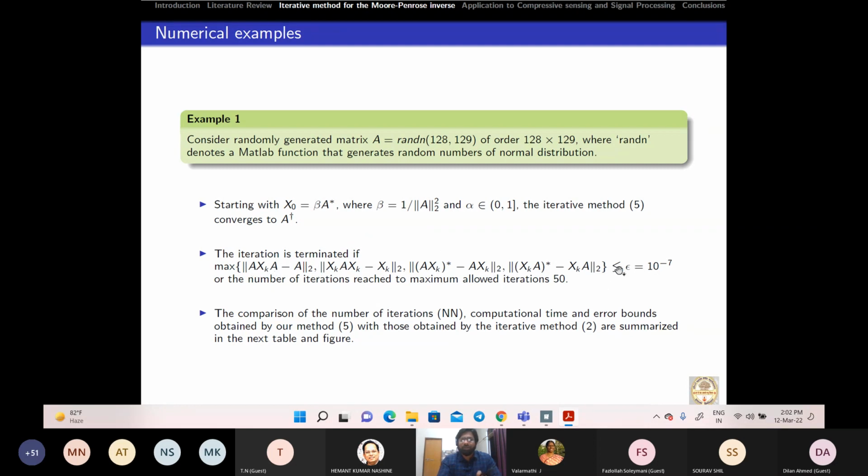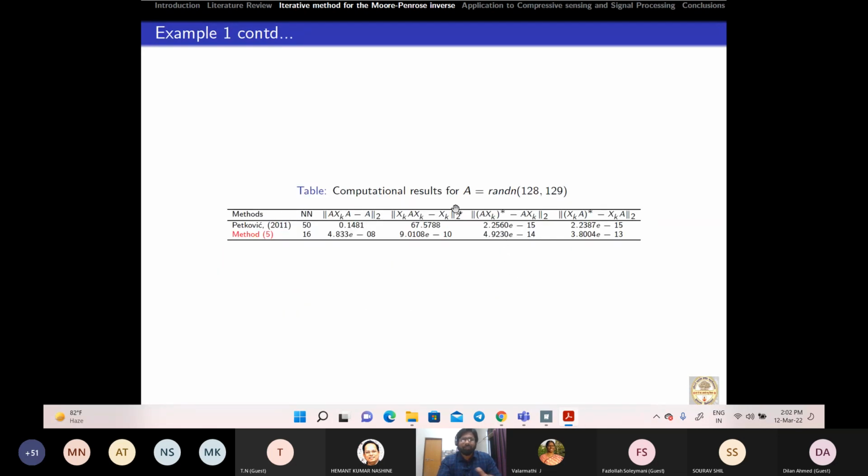And this was our termination criteria, a very exhaustive termination criteria. Like you see, the maximum of this is less than or equal to 10 raised to the minus 7, where these four are the Penrose conditions also. And the maximum number of allowed iterations was 50. Then we compared our method with this Petkovic method. We saw that the number of iterations taken by our method was quite less than his, just for the simplest modification.